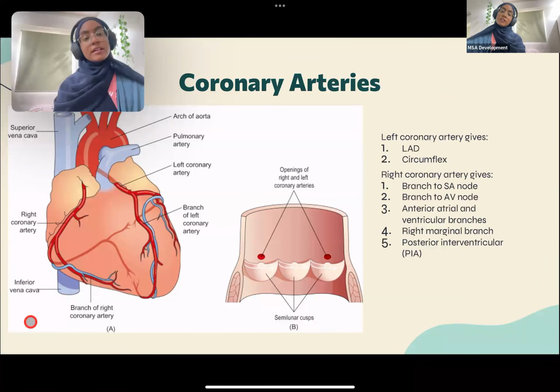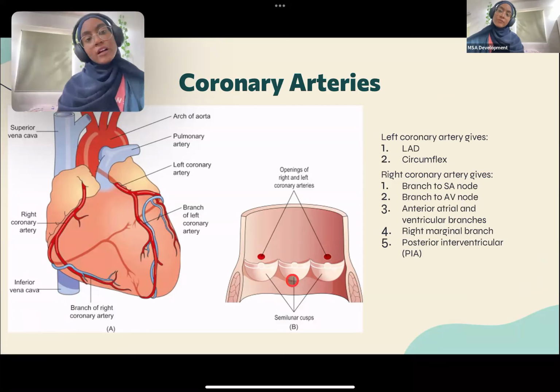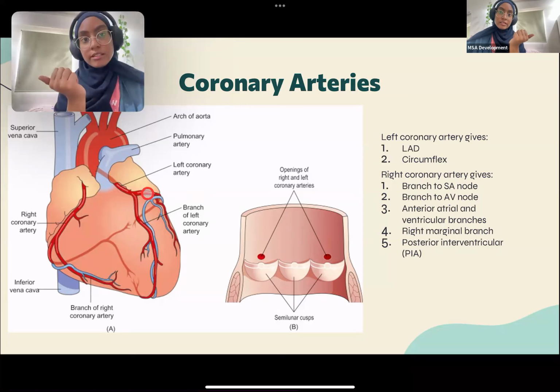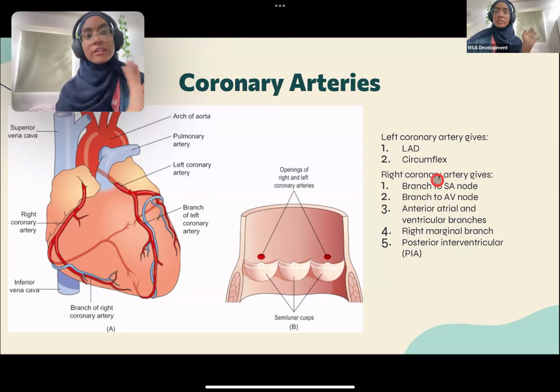Remember how I said above the aortic valve, we have two openings for the carotid arteries, right? Coronary arteries. We have the right and left coronary arteries openings. Okay. Now let's start with the left because it's easier. The left gives two branches. It gives the LAD, left anterior descending artery. From the name, it comes from the left. It's on the anterior surface and it's descending. Okay? And what else does it give? Circumflex artery, which this is the circumflex artery, okay? Where it goes on the posterior side as well. That's it for the left coronary artery.